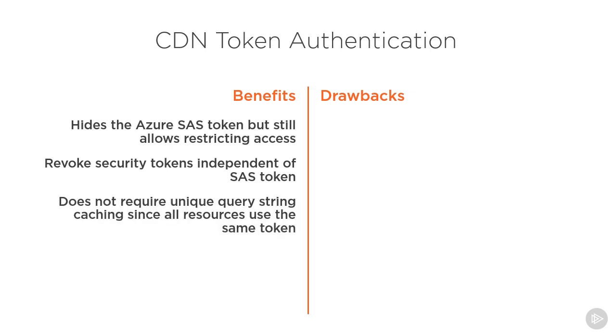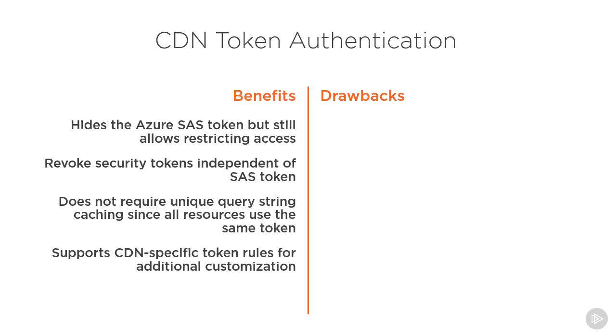Since the CDN validates tokens, we don't need to enable dynamic query string caching, so this will reduce Azure storage load and therefore incur less Azure storage costs. Finally, the CDN tokens can be generated with a host of specific features, like restricting country of origin, managing IP addresses, or restricting URL paths, and these are all validated by the CDN at request time.